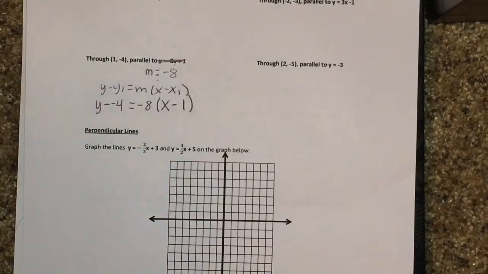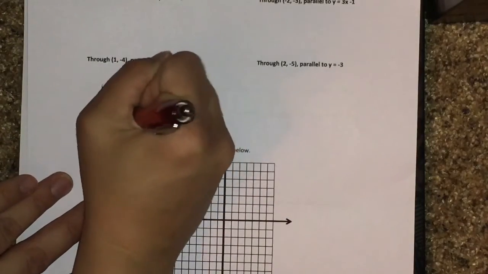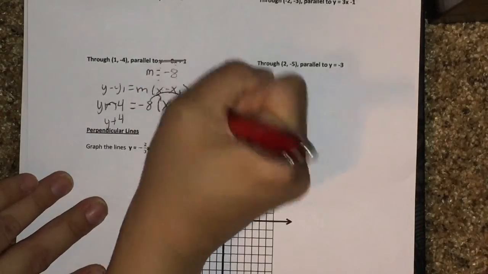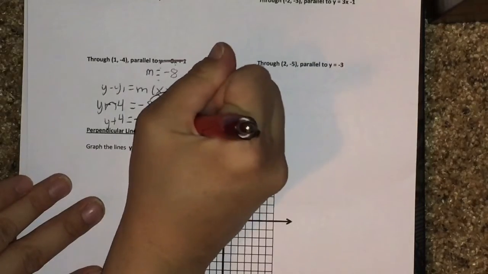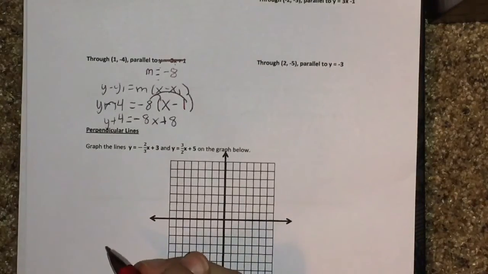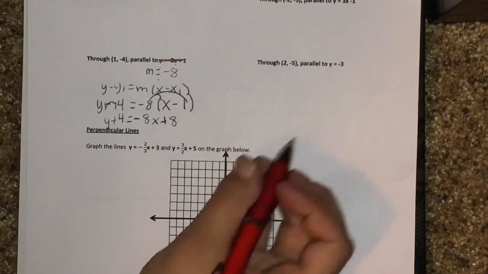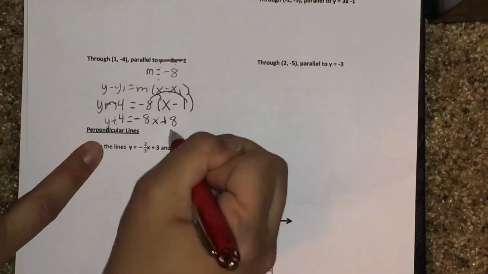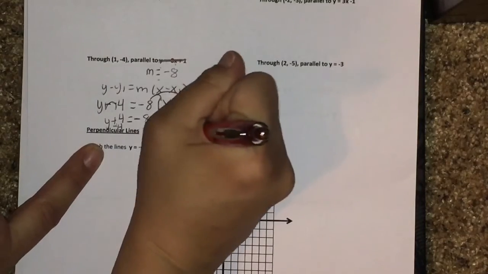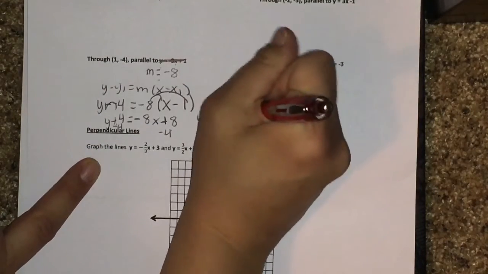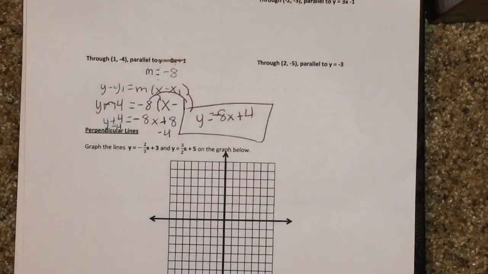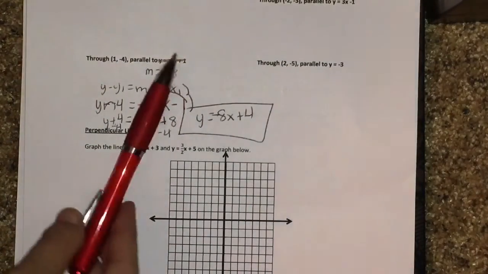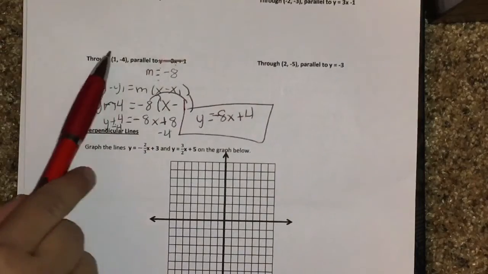From here, I want to put this into slope-intercept form. So we can simplify this, and we can distribute. Always distribute first. We get -8x plus 8. Then in order to get this into slope-intercept form, we need to subtract 4. And we get y is equal to -8x plus 4. So now we have a line that is parallel to the original line, but goes through this point.